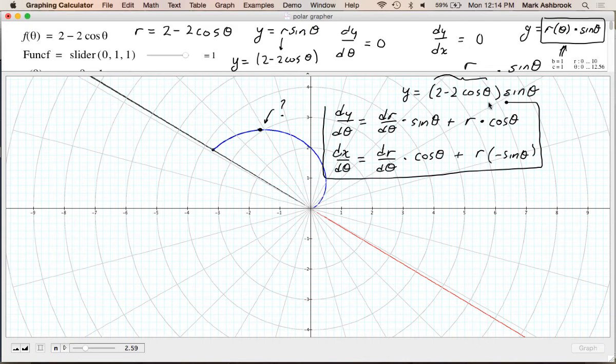So I kind of stepped back from this particular problem, and we just derived what dy d theta and dx d theta would be in polar coordinates. Because if y is r sine theta and r is a function of theta, then it's a product rule, right?